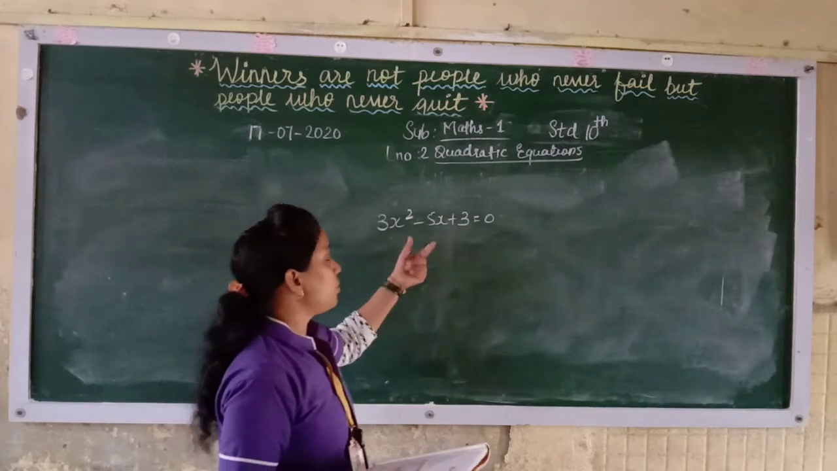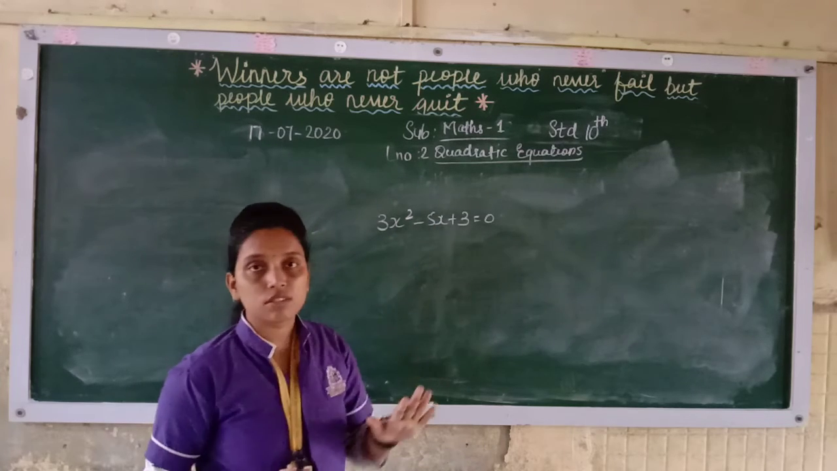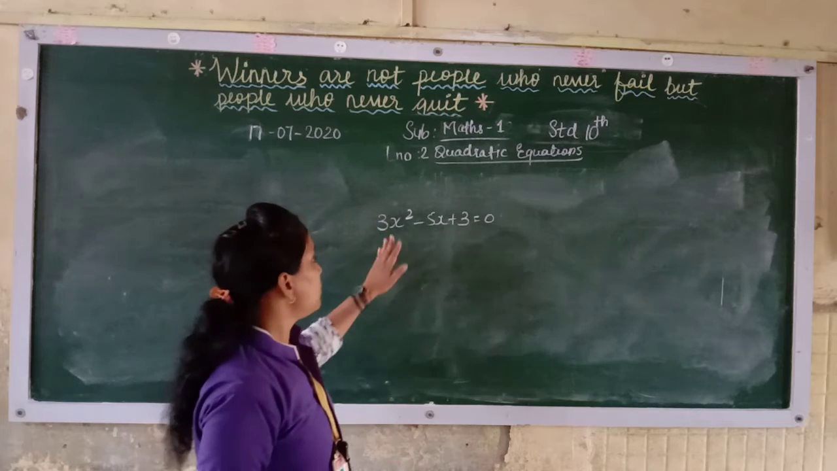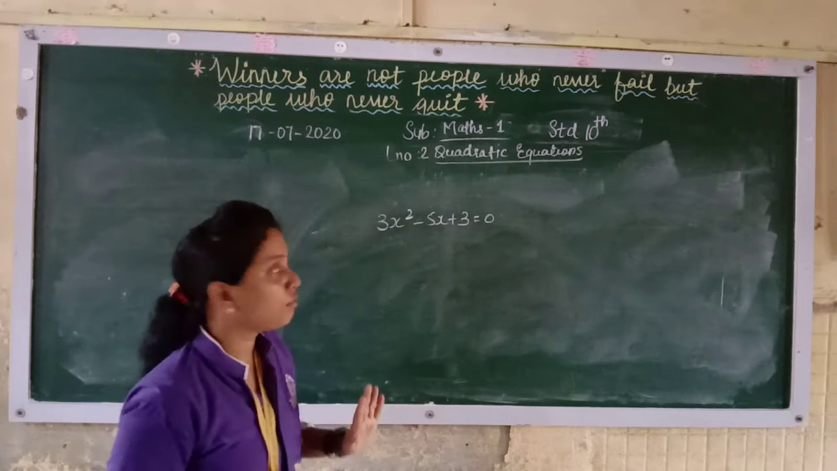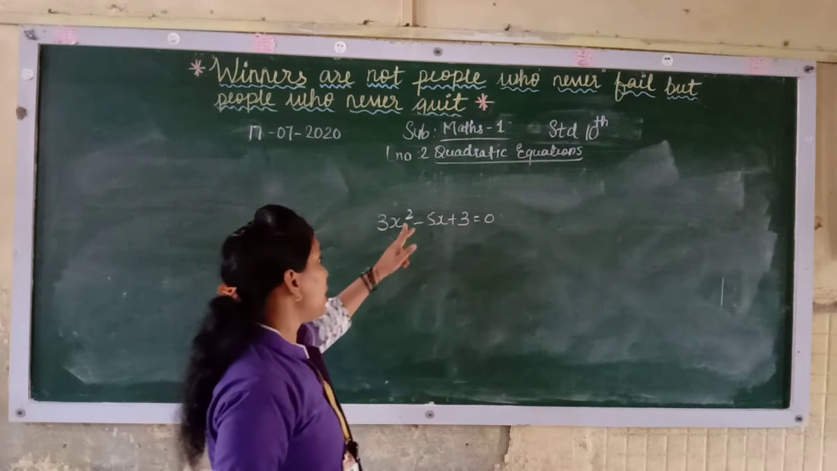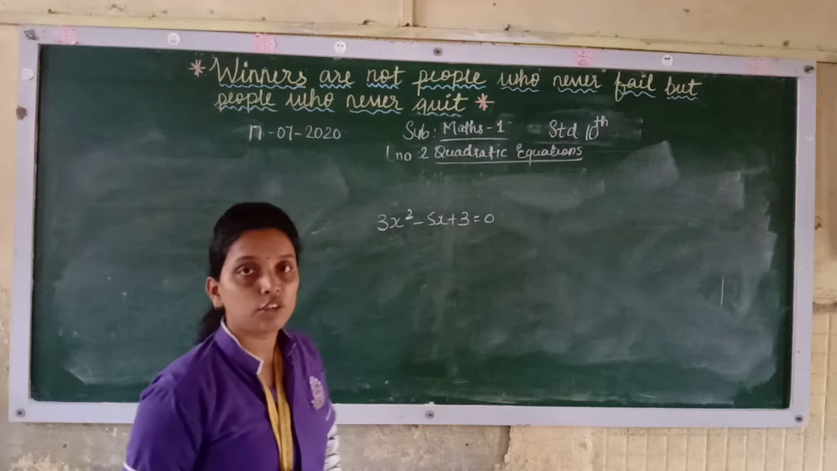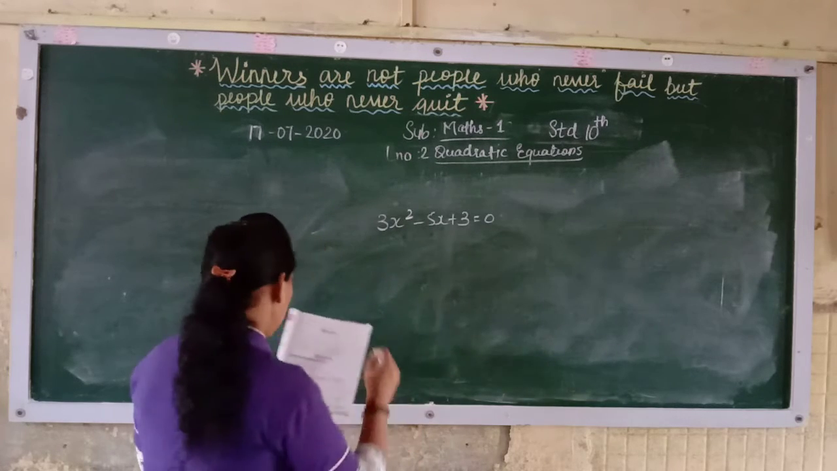So first you will see the variable x. Both are x, so x is the only variable. And see the highest power, it is 2. So two things you have to check, that the variable should be the same and the highest power of the variable should be 2. Then it will be a quadratic equation. Therefore this is a quadratic equation.